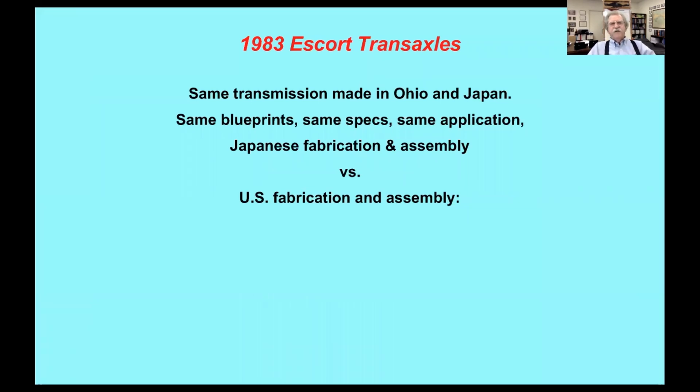Well, Ford had a chance to find out. Their 1983 Escort transaxles were produced primarily at Batavia plant in Ohio, but a certain proportion of them were outsourced to Mazda. Same blueprints, same specs, same application, Japanese fabrication and assembly versus US fabrication and assembly. Now this was a hush-hush project. Took everybody about 3 years to catch on to it.